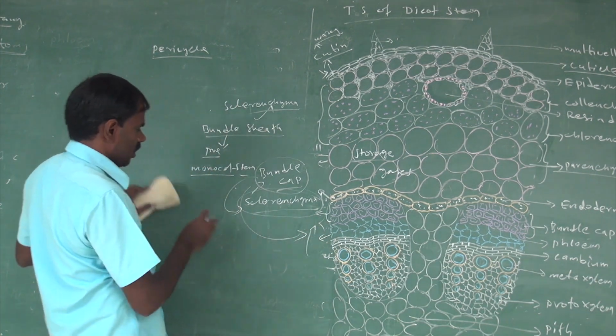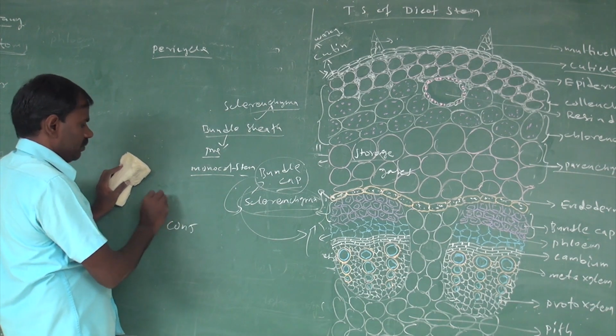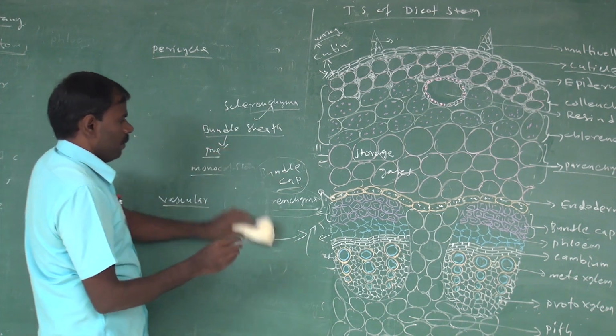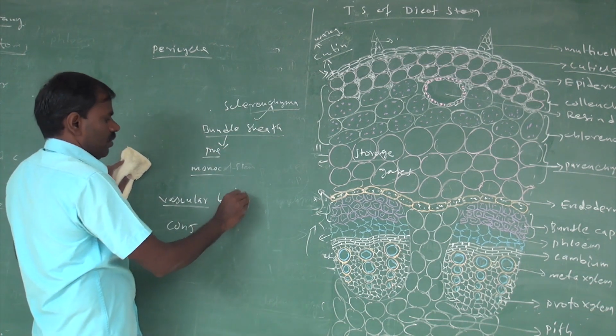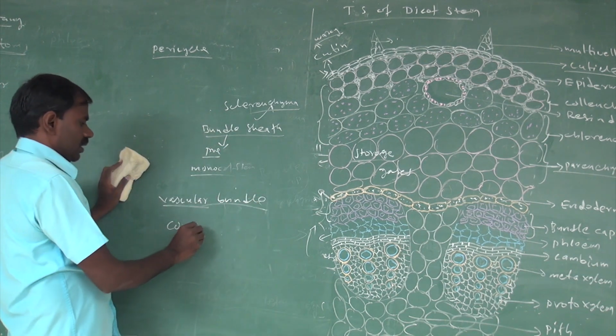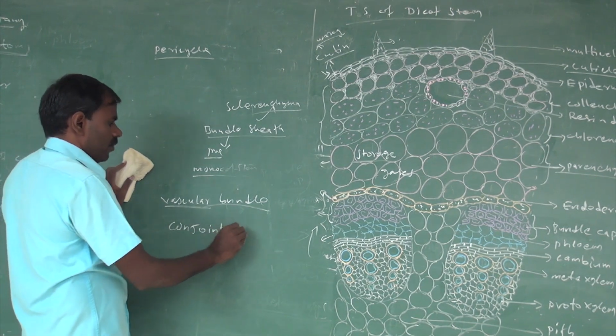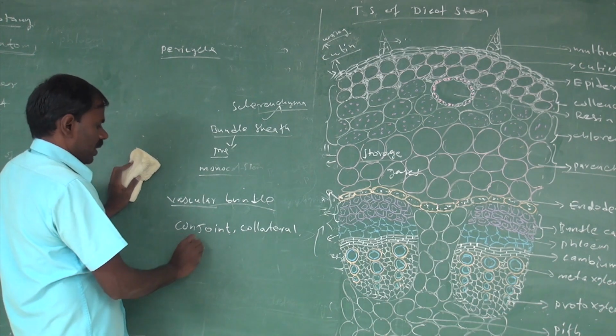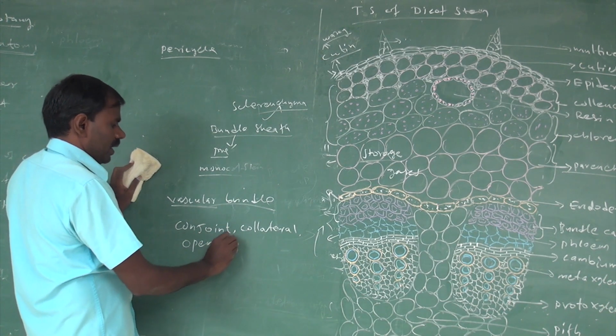The vascular bundles are conjoint, collateral, open and endarch.